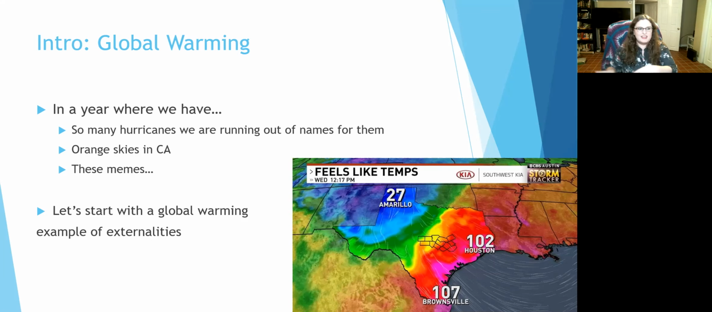Then we also have this meme. This happened last week, and this is actually real. Because of a cold front that came through, that random snow that happened in Colorado, well, what happened down in Texas was part of the state was below freezing, while the other part of the state was above 100. What's up with that?